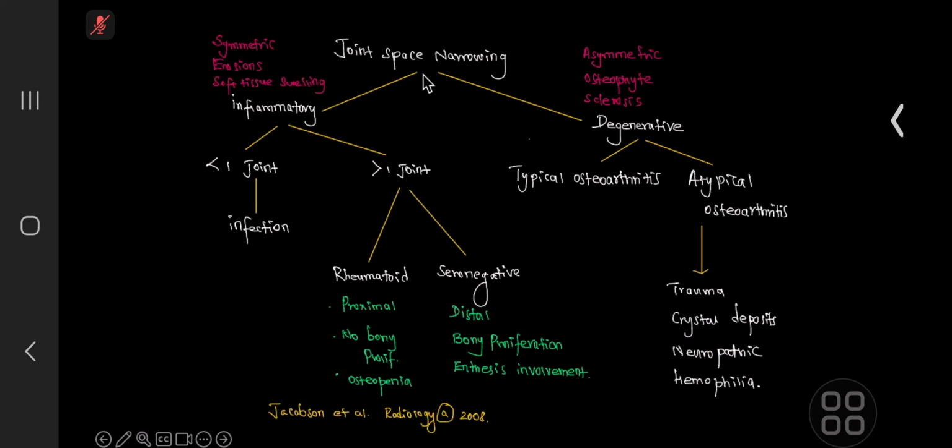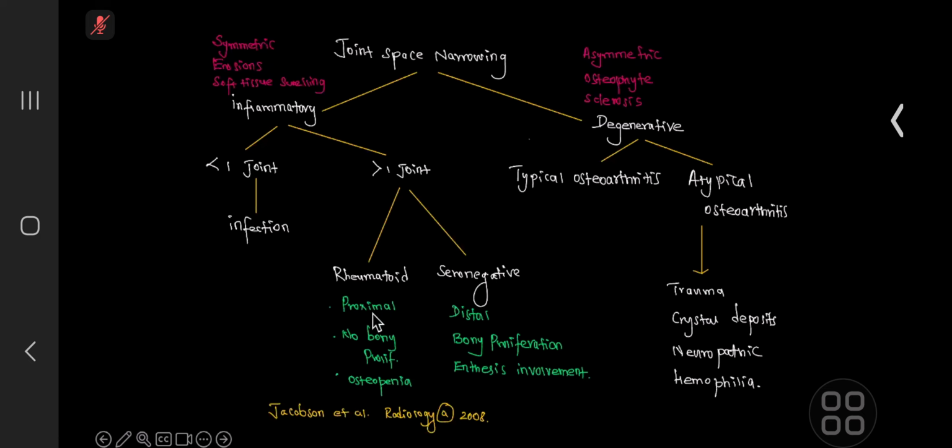If you see joint space narrowing, you have to figure out if it is symmetric or asymmetric. And if erosions are present and there is soft tissue swelling, then you have to think in terms of inflammatory. If you go along with inflammatory changes, then whether it is one joint space involved or more than one joint space. If it is one joint space, think about infection. If it's more than one joint space, think about rheumatoid and also seronegative arthritis.